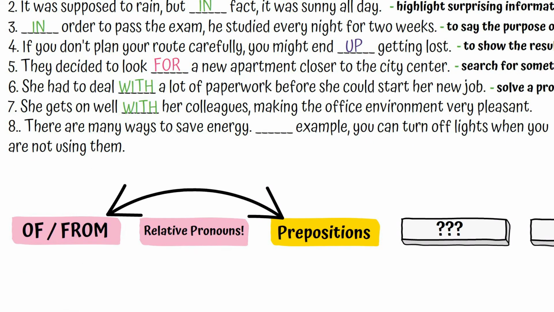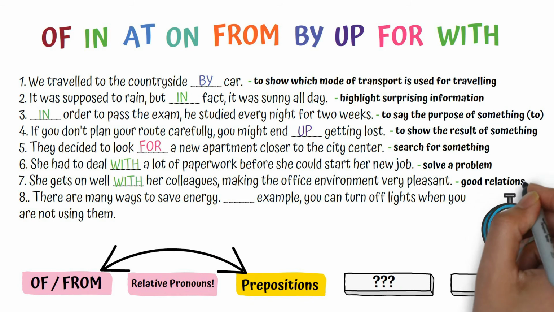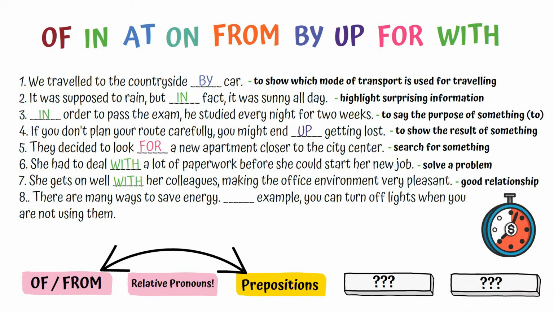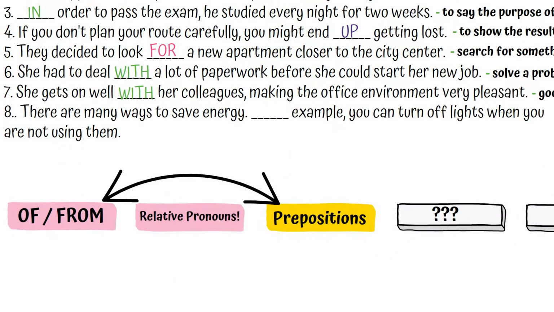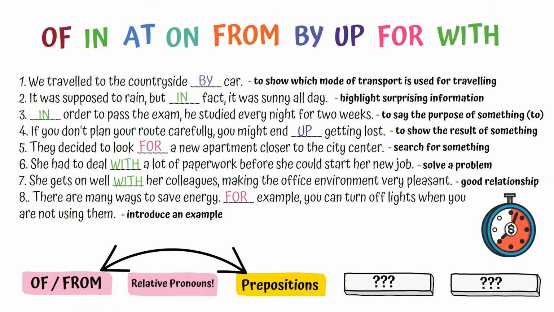Number 7. Get on well with. Get on well with just means have a good relationship with someone. Number 8. For example. This one is pretty easy. We use the preposition for with example to introduce an example.